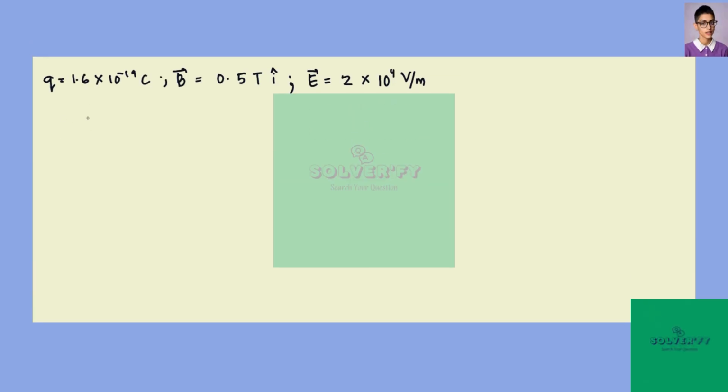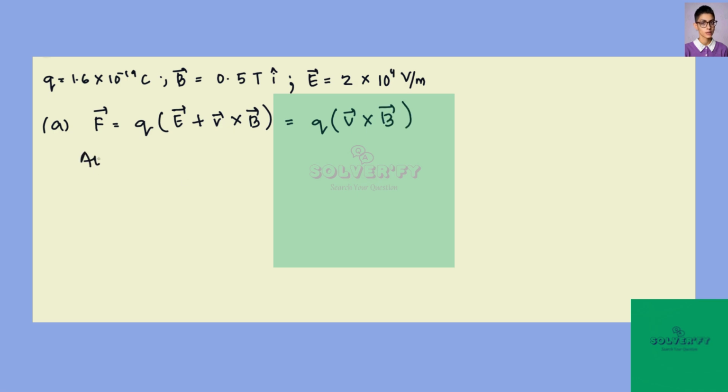So the total force on the proton is given by the equation Q times (E plus V cross B). Now for the first part there is no mention of any electric field, so this will just be equal to Q times V cross B.